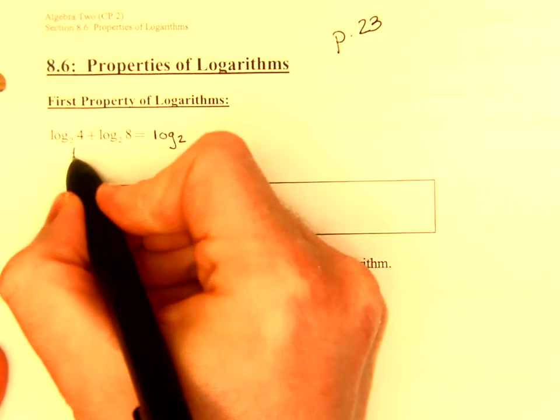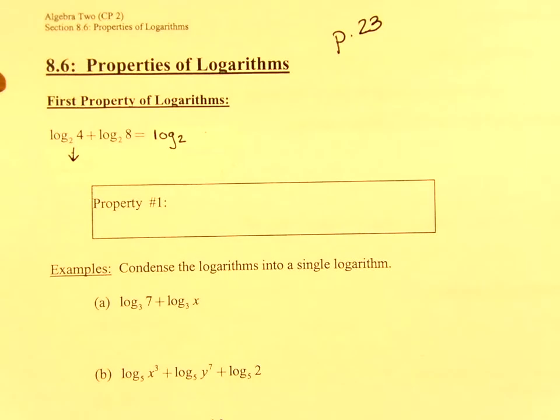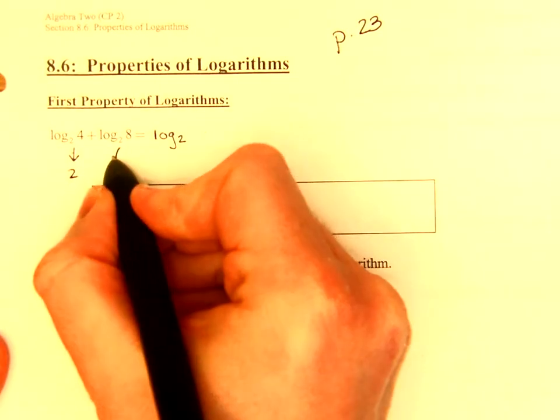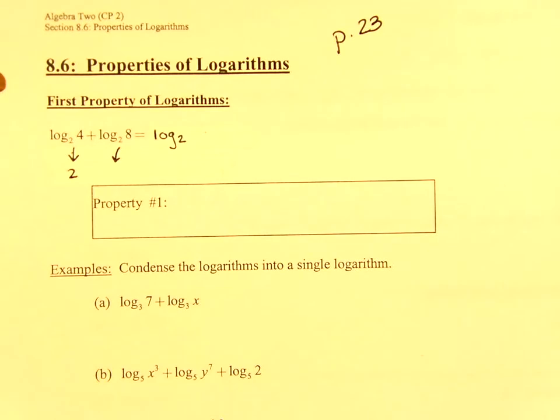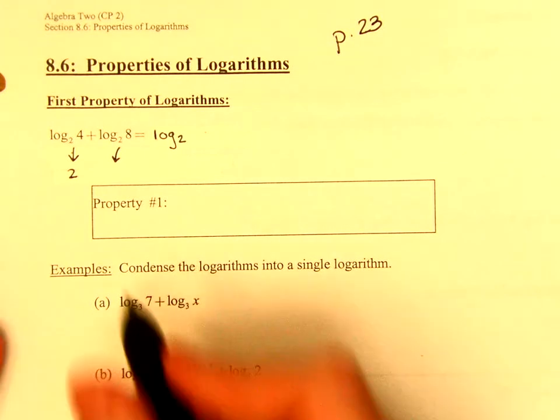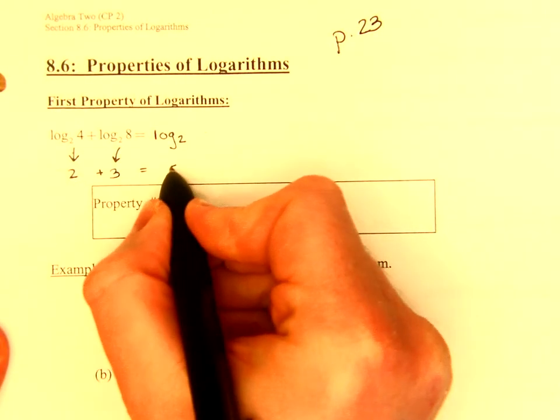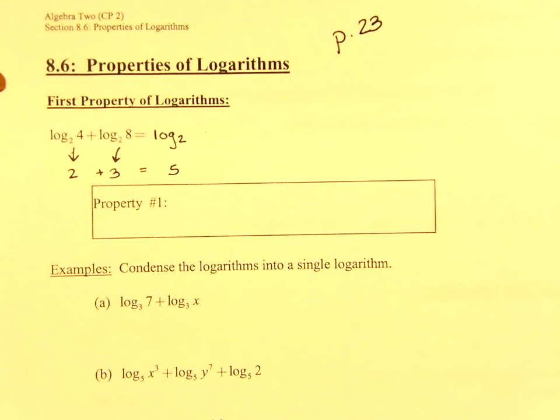So before I tell you the property, let's see if we can rationalize what's going on here. Log base 2 of 4 is like asking the question, 2 raised to what power gives us 4? Hopefully you realize that's 2. Log base 2 of 8 is asking the question, 2 raised to what power gives us 8? Hopefully you realize that's 3. 2 plus 3 is 5. I need a log base 2 problem whose answer is 5. Think about that for a moment.